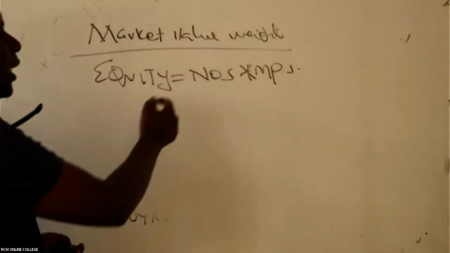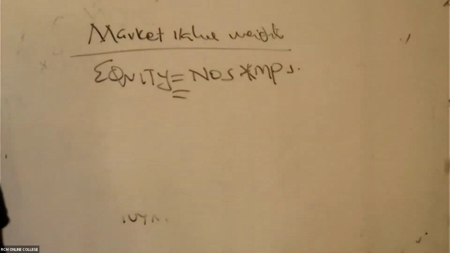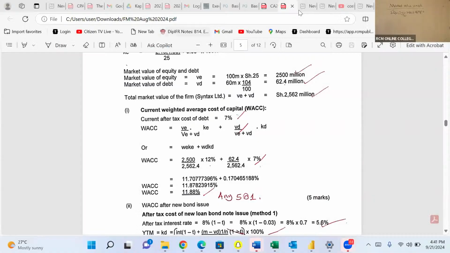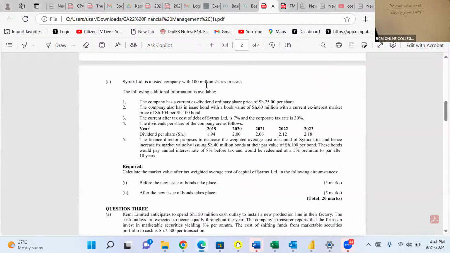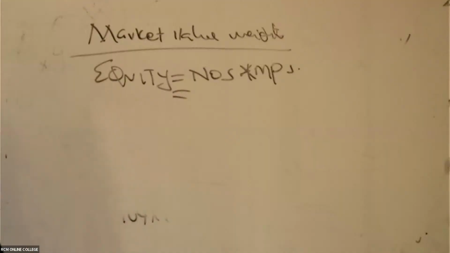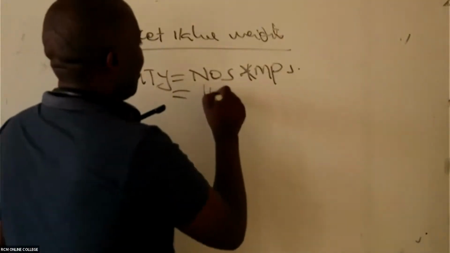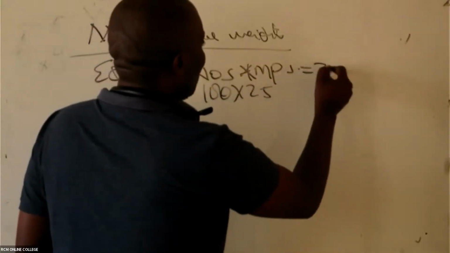Like now here, under equity share capital, we can see the number of shares. You can see the company has 100 million shares, and the market price per share is 25. So 100 times 25 will be 2500.